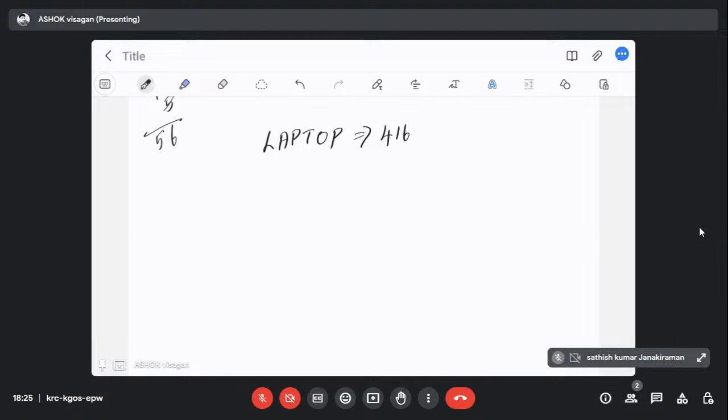Then we'll take one by one. Mouse is coded as 94.